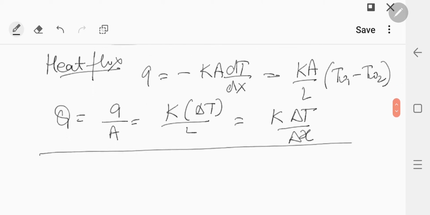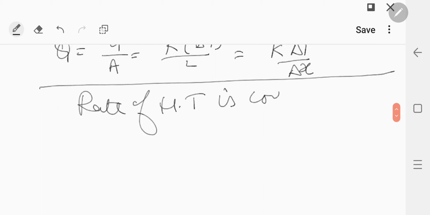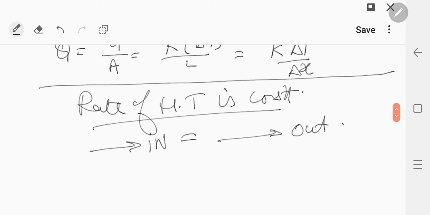Now for steady state conduction in a plane wall where there is no heat generation and no heat loss from the surroundings, under steady state condition, the rate of heat transfer is constant. Again, repeating: where there is no heat generation and no heat loss from the sides, under steady state condition in a plane wall, the rate of heat transfer is constant. That is, whatever is in is equal to out; the heat transfer rate is constant.